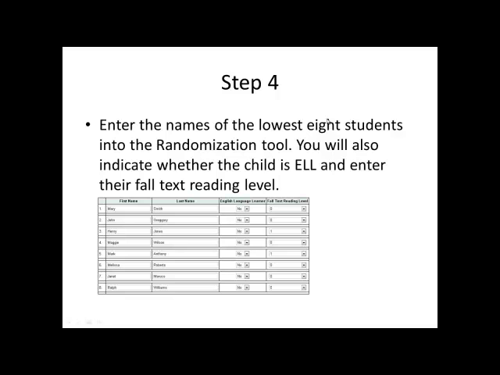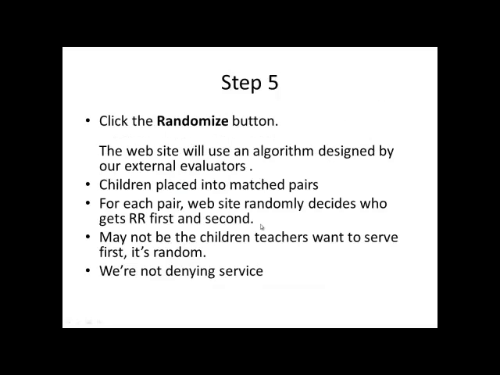They will also indicate whether the child is an English language learner, and they will enter their fall text reading level. Step 5, they will click the Randomize button. This will cause the website to use an algorithm designed by our external evaluators. It will place the children into matched pairs.